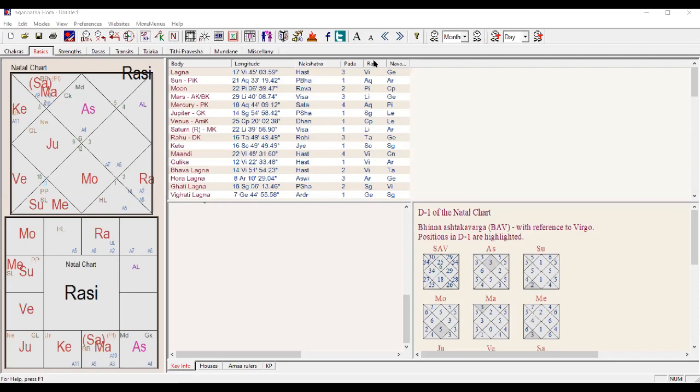Retrograde means double power. That planet will become more prominent for that particular event. Okay, sir. Understood.